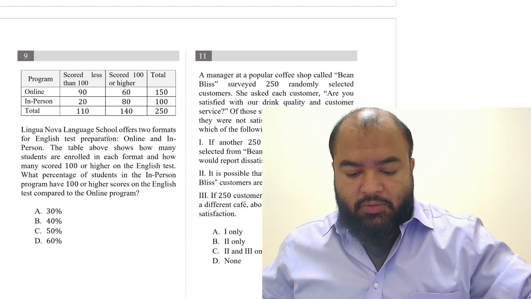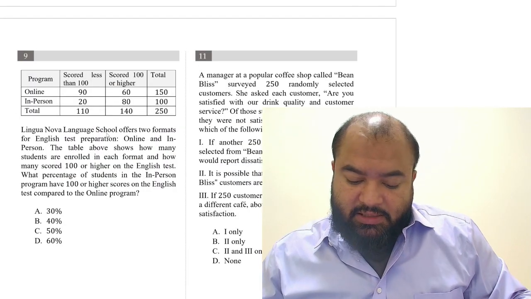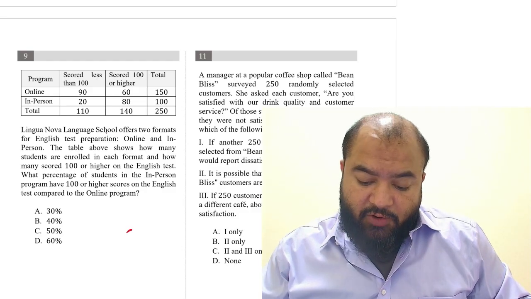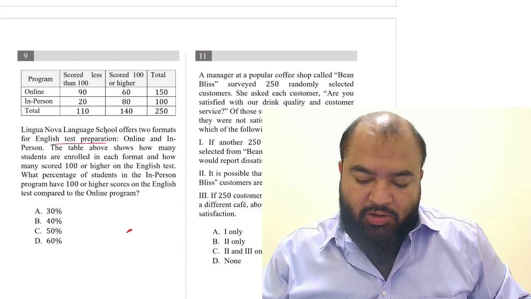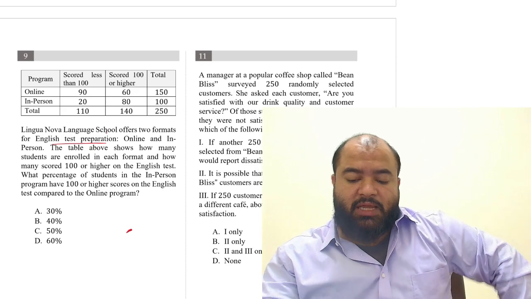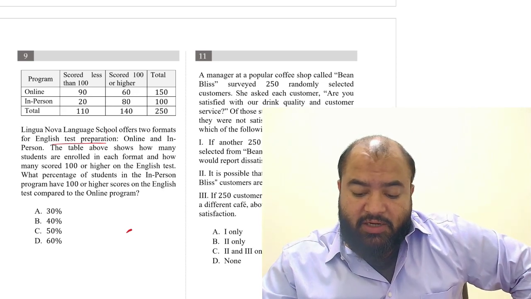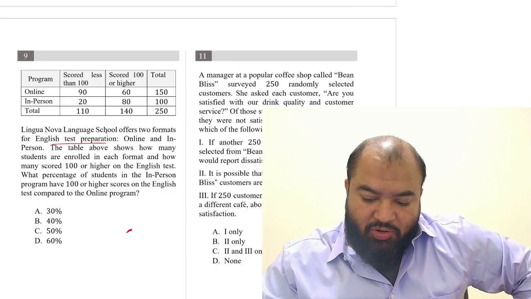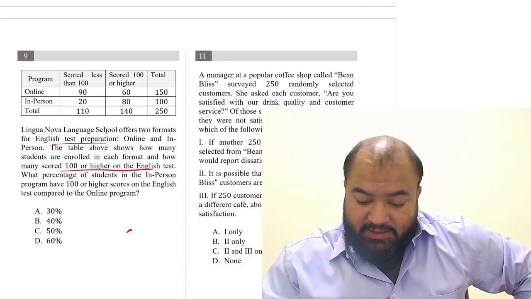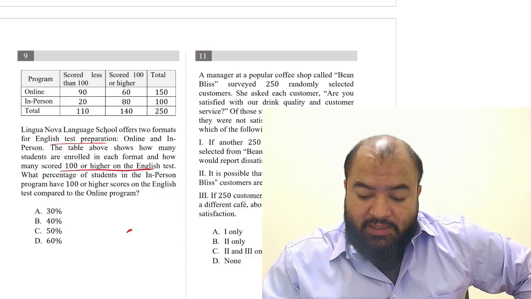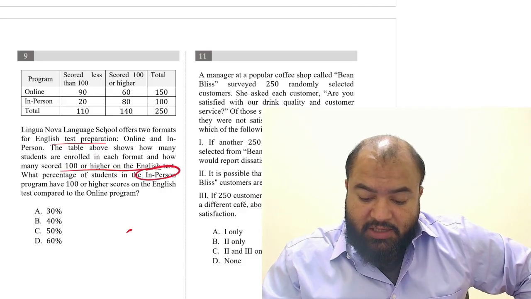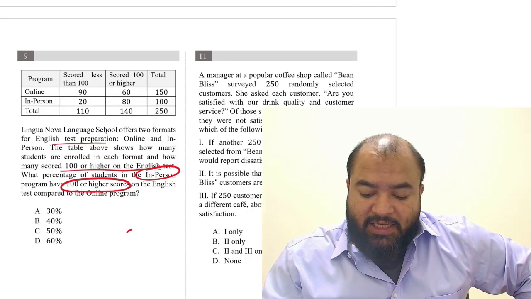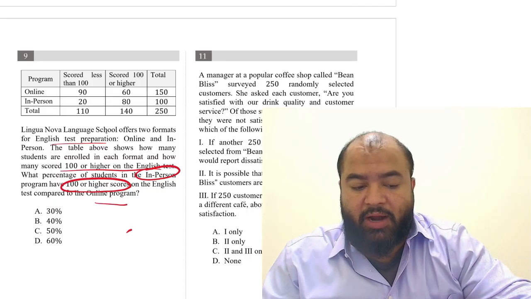Question number 9. It says Lingua Nova Language School offers 2 formats for English test preparation, online and in person. The table above shows how many students are enrolled in each format and how many scored 100 or higher on the English test. What percentage of the students in the in-person program have 100 or higher scores on the English test compared to the online program?